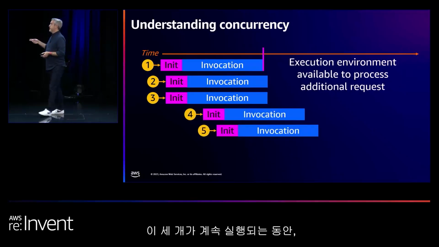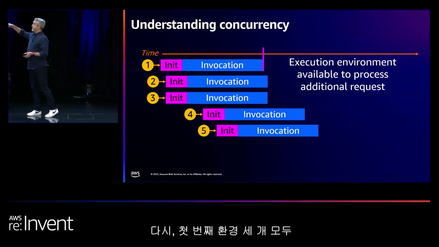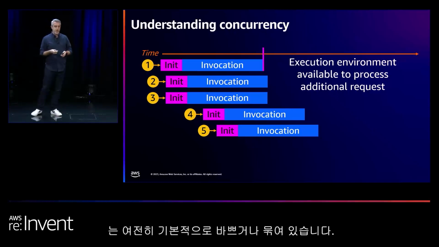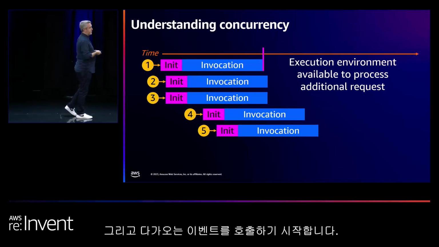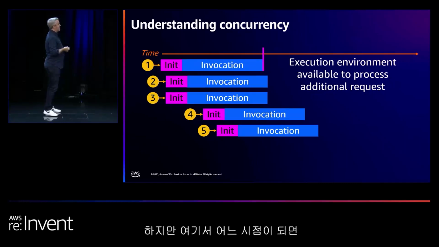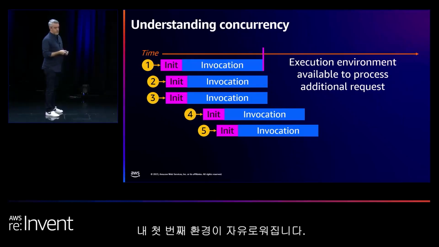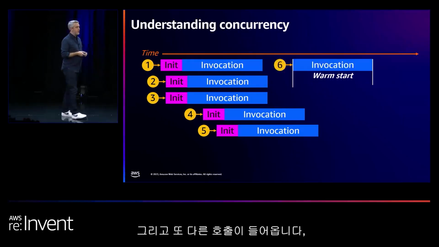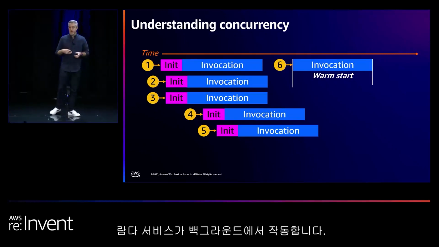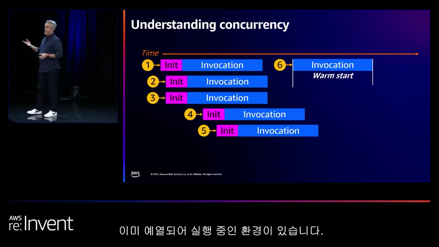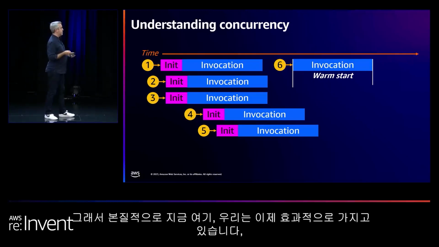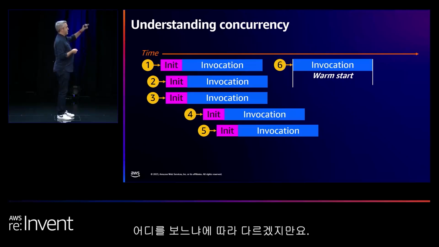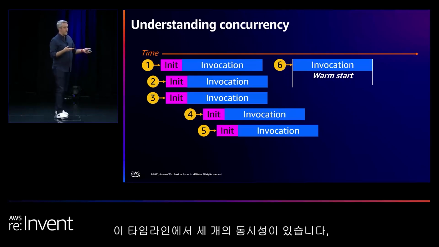While those three are still running, I get two more that come in. Again, all three of those first environments are still basically busy or tied up. And so essentially, I now have two more environments that have to go through that cold start and begin invoking the event that's coming to it. However, I can see here that at some point, my first environment becomes free. And so another invoke comes in, and the Lambda service behind the scenes is able to say, aha, I have an environment that's already warmed and up and running. I'm going to pass the event to that. And so essentially here now, we have, depending on where you're looking on this timeline, 3 concurrency, 4 concurrency, and so on.